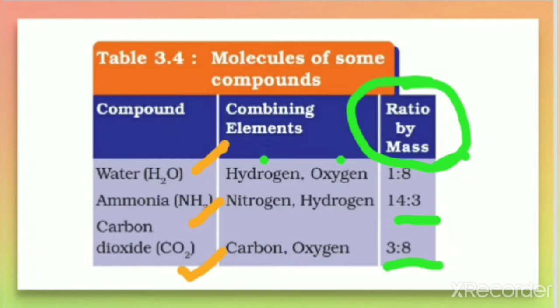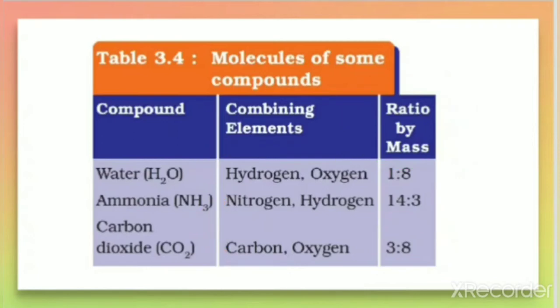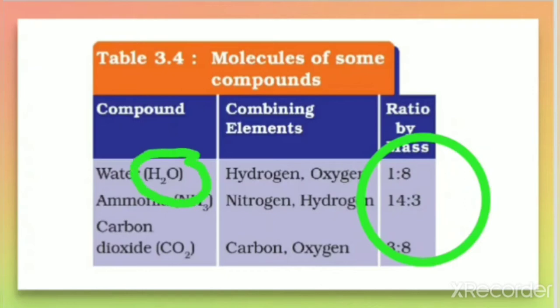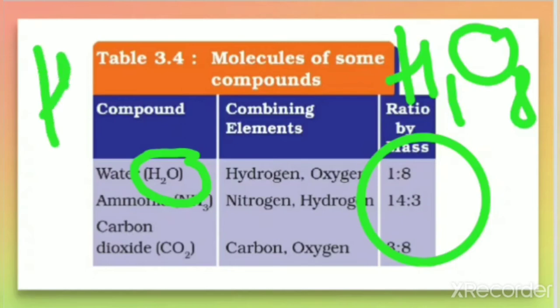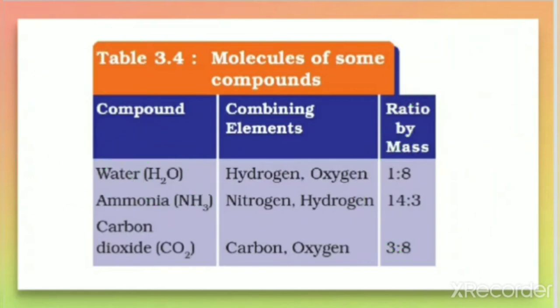That means you can find from this table that in all these compounds, different atoms are combining by a fixed ratio. But the ratio given here is called the ratio by mass. That means when we compare by mass, their ratio will be a fixed ratio. But when you look at the formula, it is H2O. It is not H1O8. It is H2O. So here the ratio which gives the number of atoms is called the ratio by number of atoms.